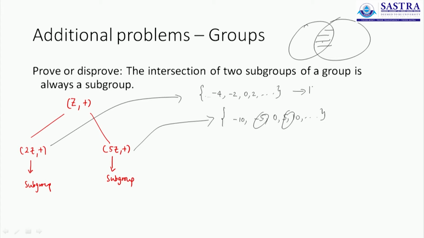If I call this H1 and I call this H2, let's try and list the common elements in H1 and H2. 0 is definitely part. 0 is part of H1 because 0 is an even number, and 0 is also part of H2 because 0 can be expressed as a multiple of 5. So 0 is definitely common. Are there any other elements that are common? 2 cannot be common to both because 2 is not a multiple of 5. Minus 4 is eliminated. Minus 2 is eliminated. Minus 6 is eliminated. Minus 8 cannot be common, but minus 10 can be common.